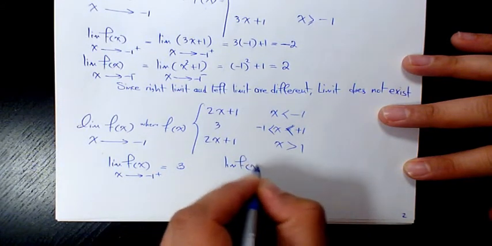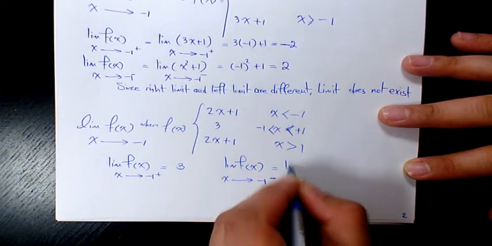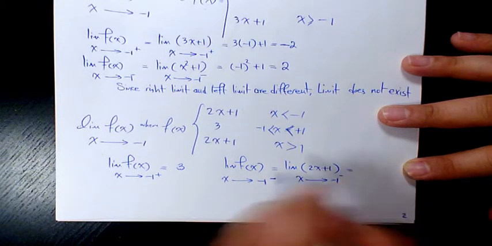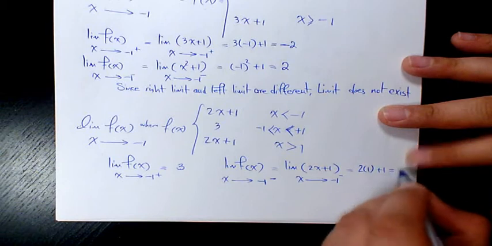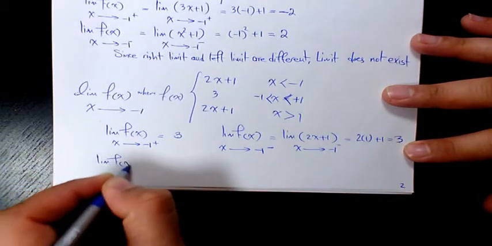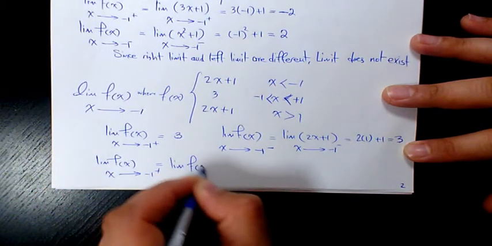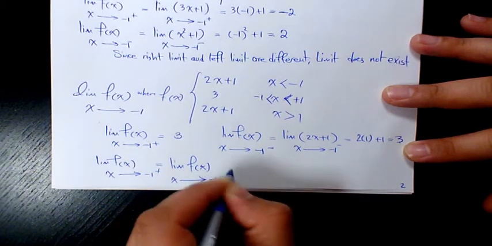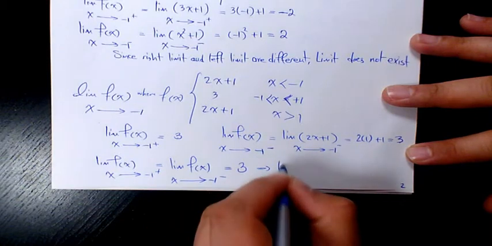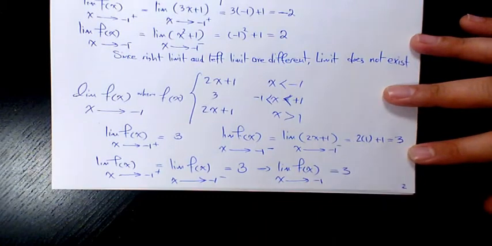The limit of f of x when x is approaching -1 from the negative side is going to be the limit of 2x plus 1 when x is approaching -1 minus. It's going to be 2 times 1 plus 1, which is 3. So since the limit of f of x when x is approaching -1 plus equals the limit of f of x when x is approaching -1 minus, equal to 3, I'm going to say that the limit of f of x when x is approaching -1 is 3.